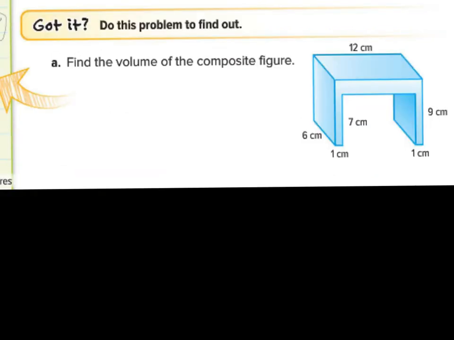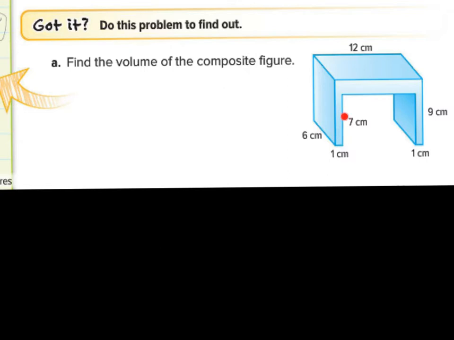Now we can try it on our own. We have a composite figure here. It looks like an end table, maybe a nightstand. And we can see that this dimension all the way from the bottom to the top is 9 centimeters. All the way across is 12 centimeters. The depth is 6 centimeters. And over here, just from the bottom to there, is 7 centimeters.